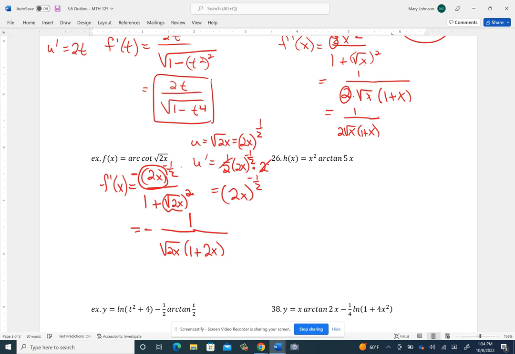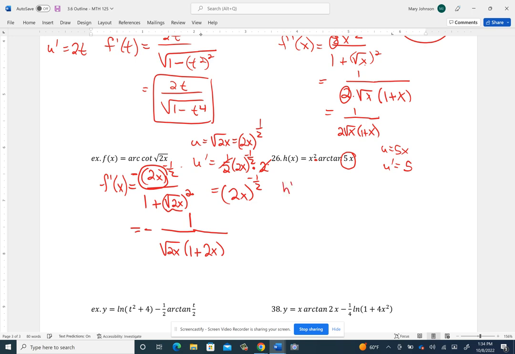Okay, so these problems really are a matter of you taking the time to know the formula. But when you get to one like 26, this one has a product rule, and one of the functions has arctan in it. So you have to recognize that. So when you're thinking arctan, you know that the u would be 5x, so the u prime would be just 5. Okay, but this is a product rule problem.